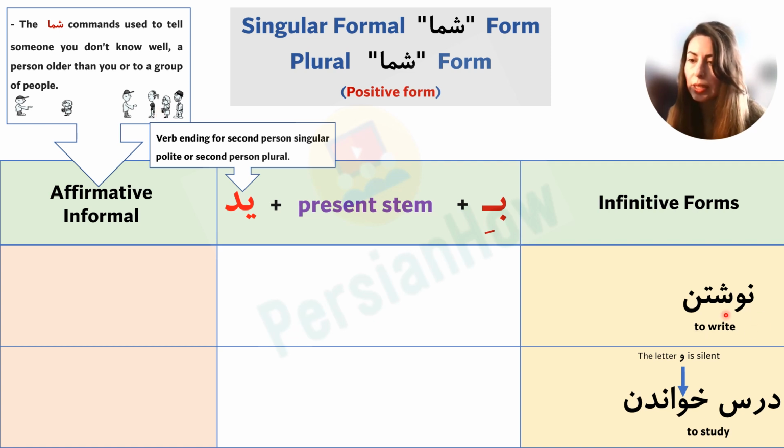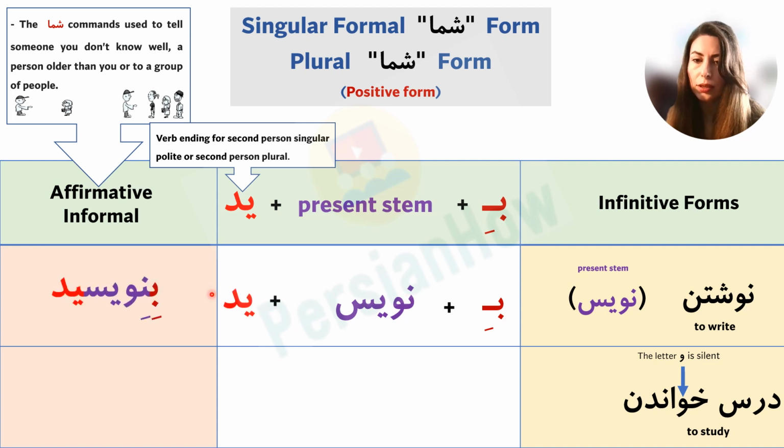The first one is نوشتن. So we need the present stem, right? Because it's the same formula. We attach be to the present stem, but now we need to add this ending, which is the ending for شما. So be plus نویس plus id, بنویسید, it means write.